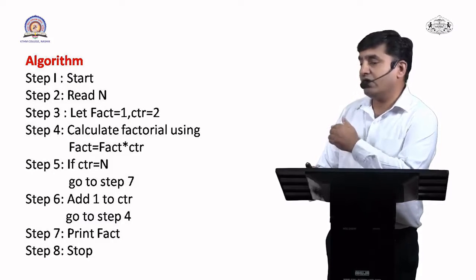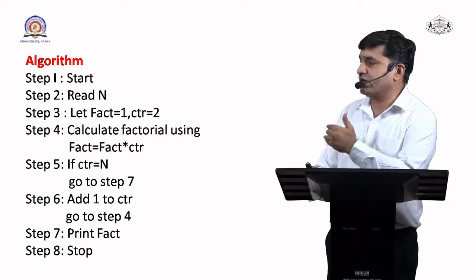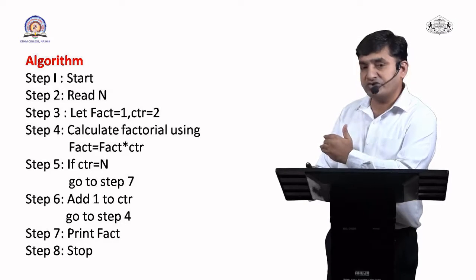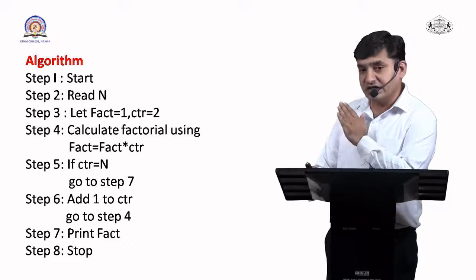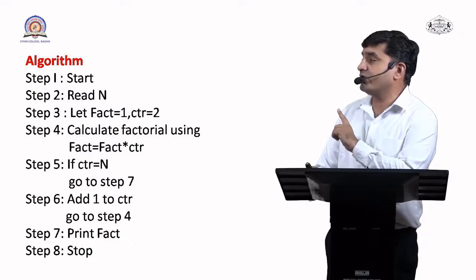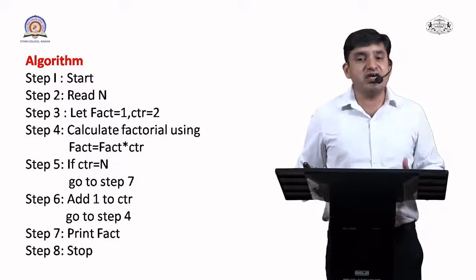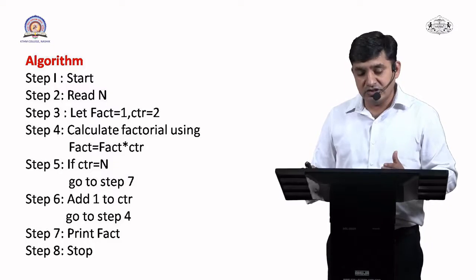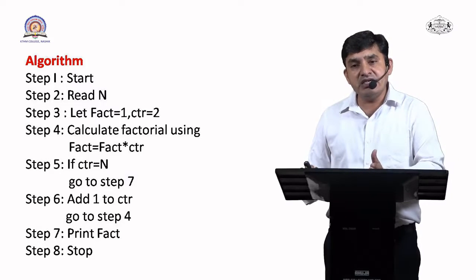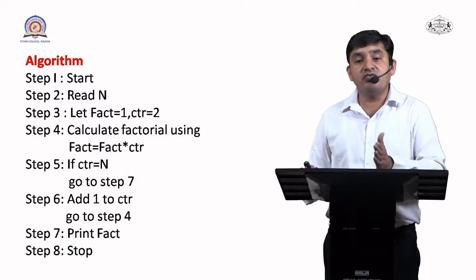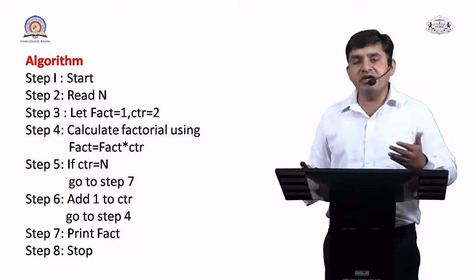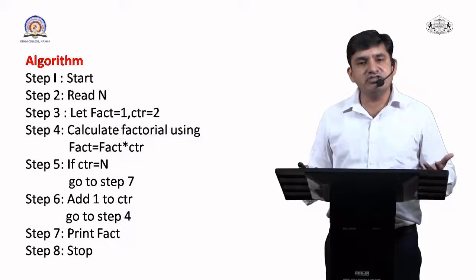Again check the condition, is counter equal to n? If this condition is satisfied, go to step number 7. But if the condition is not satisfied, then add 1 to the counter and go to step number 4. This process is carried out up to n, the number whose factorial we have to determine. Then print the factorial and then stop.